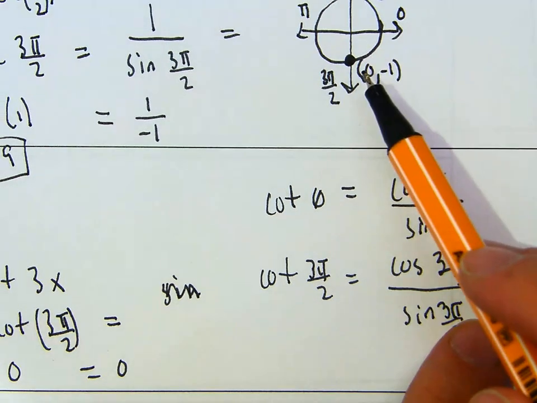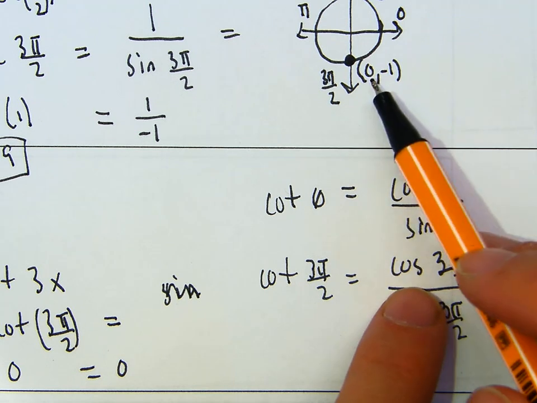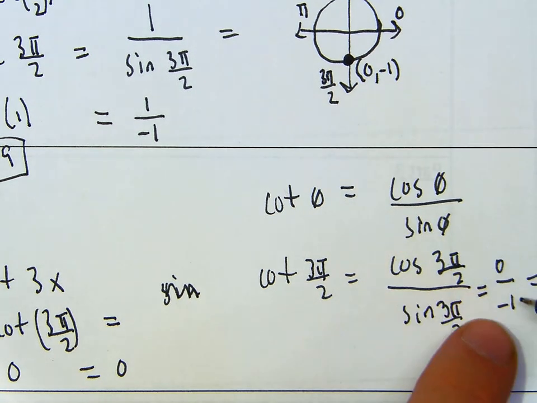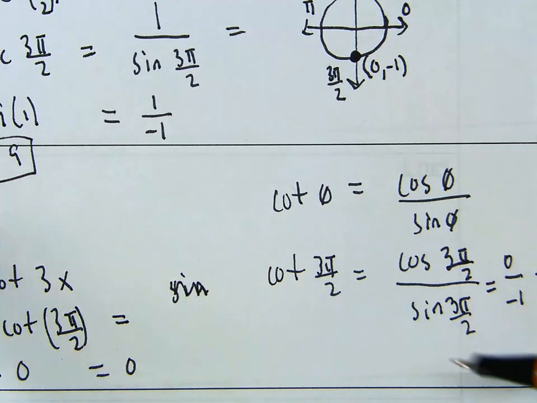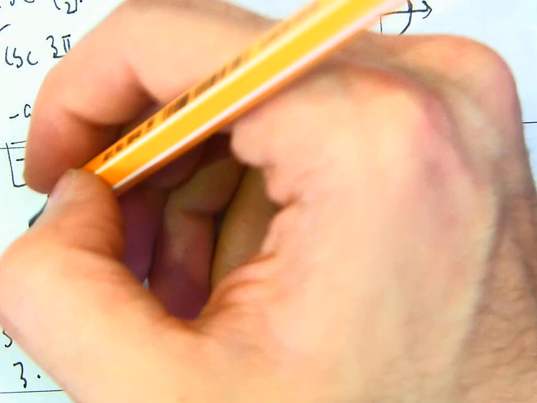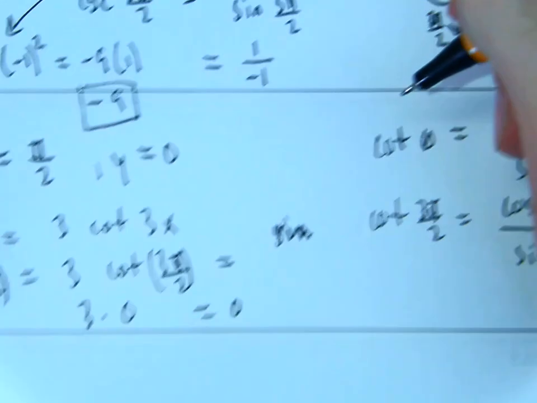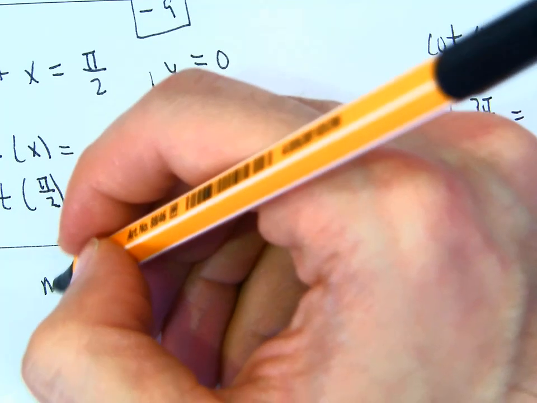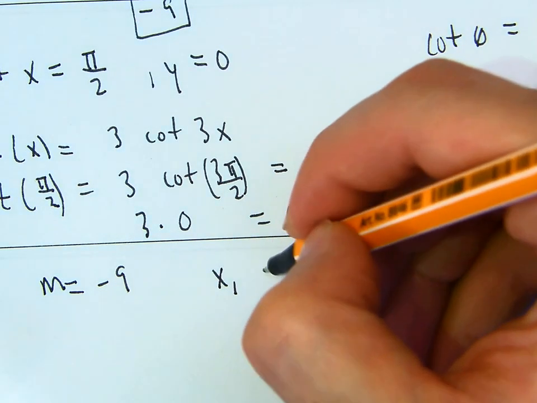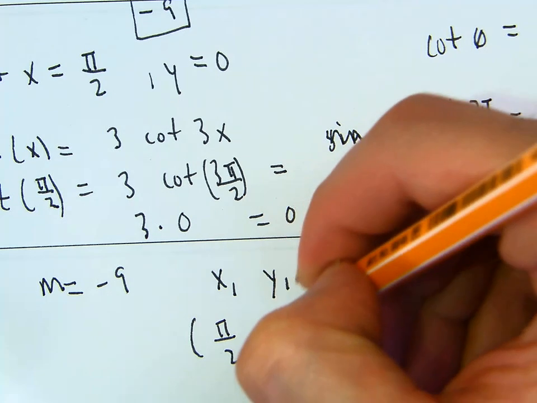Because over here, look how the cosine is the x value. And what's the x value at 3 pi over 2? It's 0. So this is just 0 over negative 1, and that's 0. So notice that this is our x value, and here our y value is 0. And now we have everything. So here for part 4, our m is equal to negative 9, and our x sub 1, y sub 1 is pi over 2, comma 0.